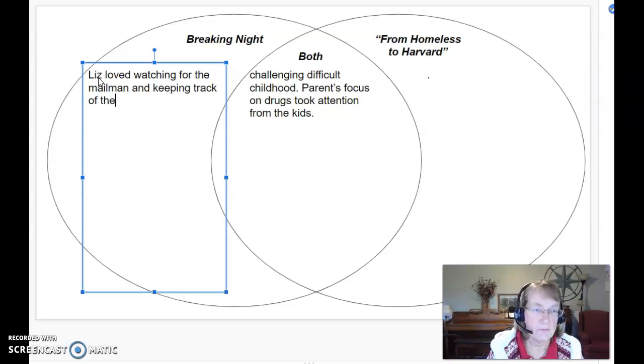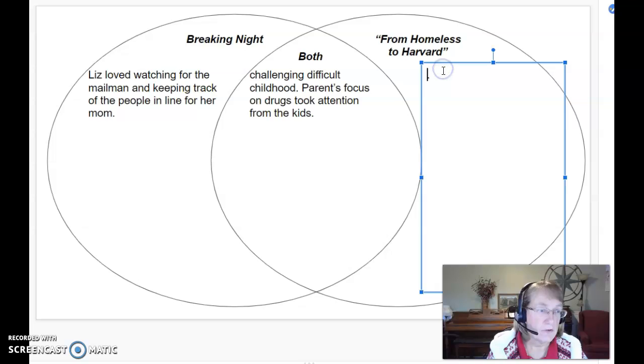Keeping track of the people in line for her mom, and so on. So I'm going to let you think of some more. And then From Homeless to Harvard, she was forced to watch for the Mailman.